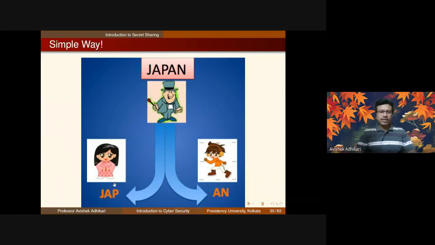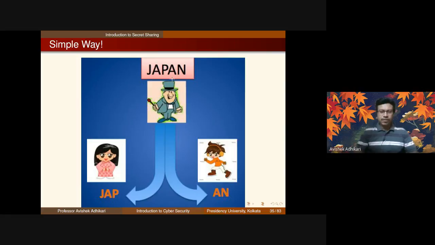Suppose he has given Jap to this girl and an to this boy. Now, if both the boy and the girl come together, and suppose she puts her password first and he gives his password second, then after giving both of their passwords, the password will become Japan and they will be able to access whatever they want.